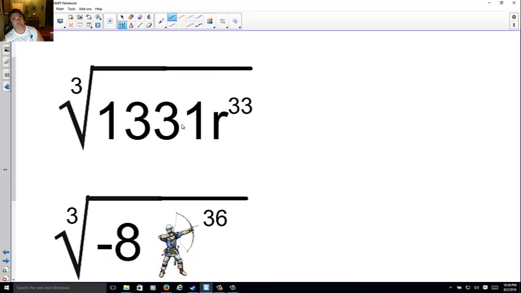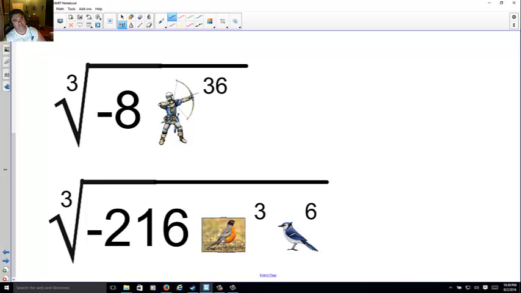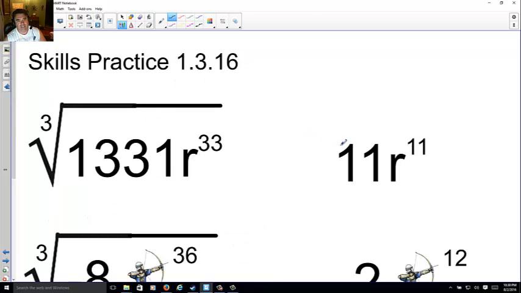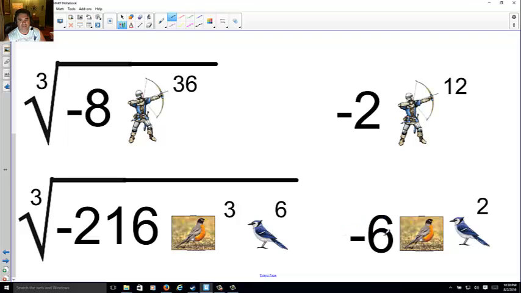Skills practice. Start with these two. Now do this one. I get 11, r to the 11th. I get negative 2, archer to the 12th. Negative 6, robin, because that looks like a robin to me, and blue jay to the 2nd power.